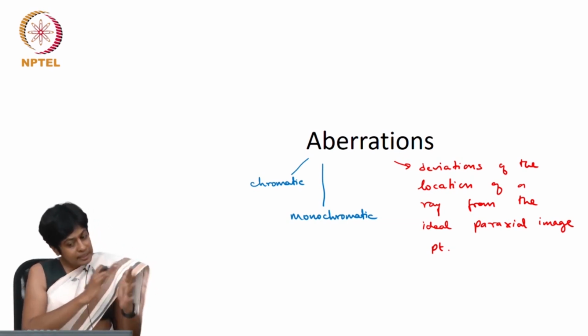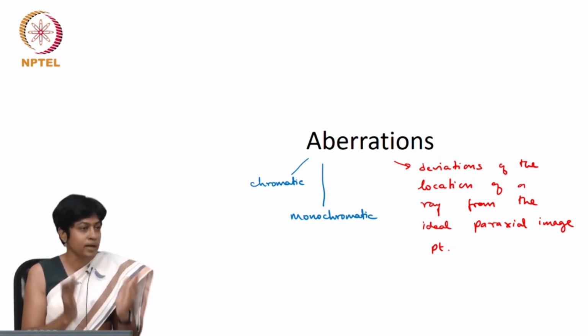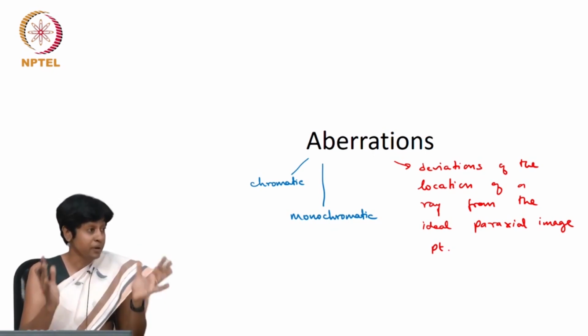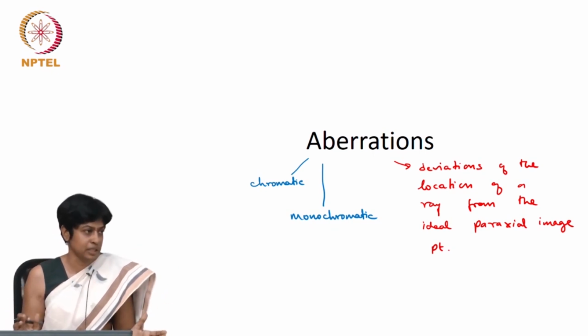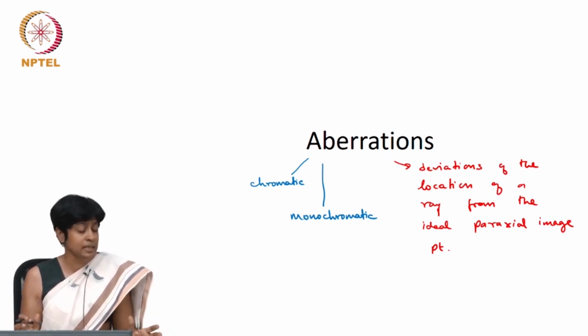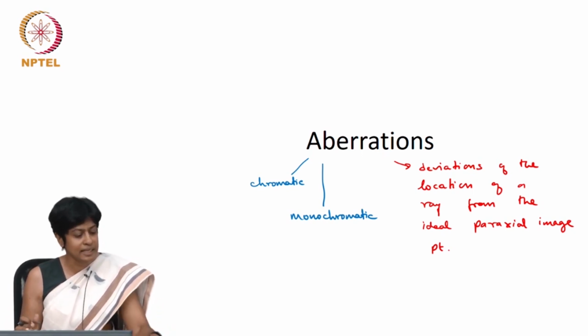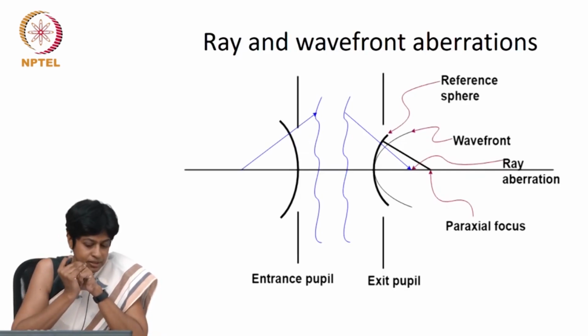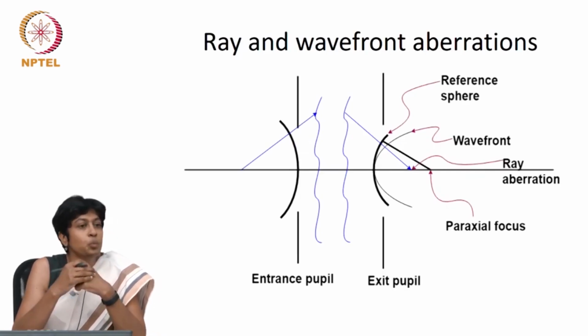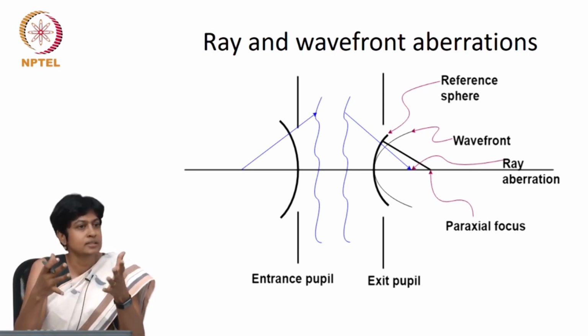We deal with these two differently, because even if your system is perfect, just the fact that different wavelengths are going through is going to cause aberration. So those are the chromatic ones, and we'll deal with them later. What we're going to deal with first are the monochromatic aberrations. Now, there are many different ways of looking at an aberration.